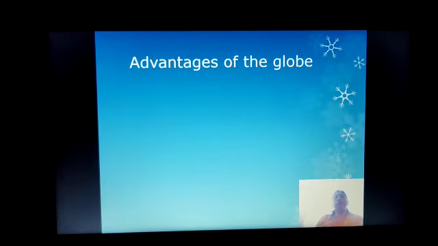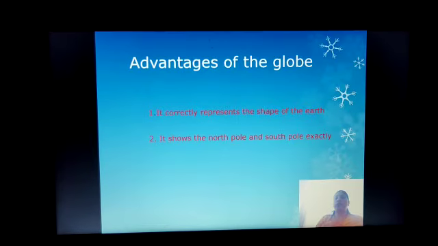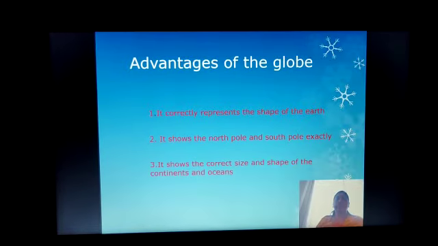Students, now I will tell you some advantages of the globe. What are these? First, it correctly represents the shape of the earth. It shows the North Pole and South Pole exactly. It shows the correct size and shape of the continents and oceans. Okay?